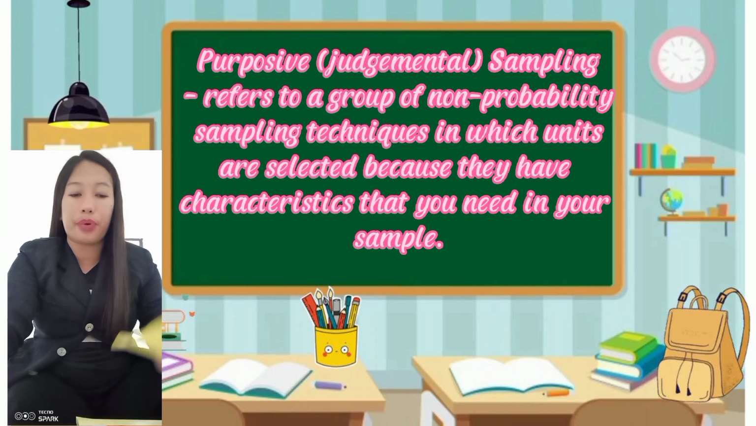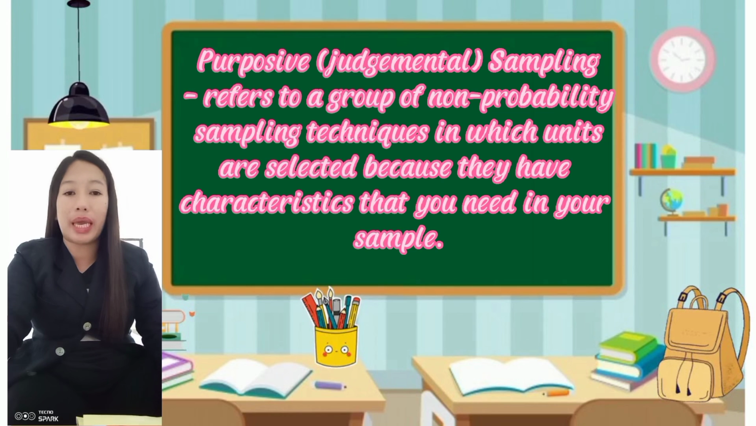Fifth is the purposive sampling. Purposive sampling refers to a group of non-probability sampling techniques in which units are selected because they have characteristics that you need in your sample.